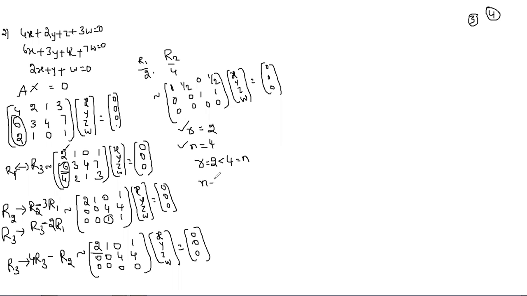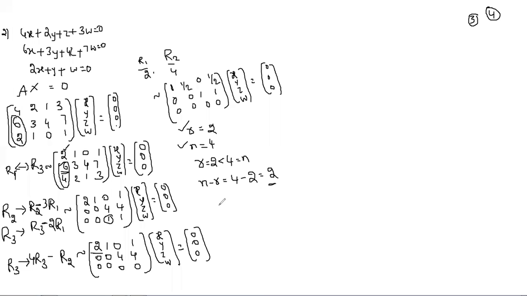First we have to calculate the number of independent solutions, n minus r. n is 4 and r is 2, so 4 minus 2 is equal to 2. So we have to choose two independent solutions here. First we can write the equations and then we can solve.